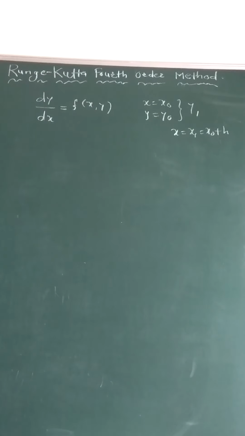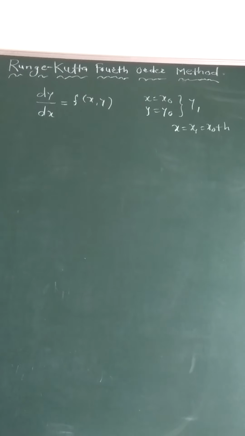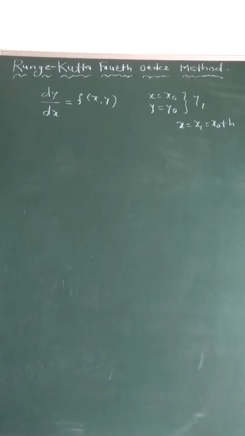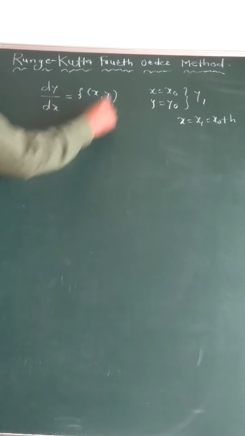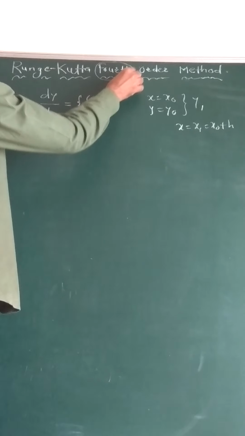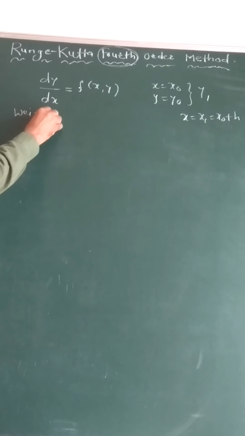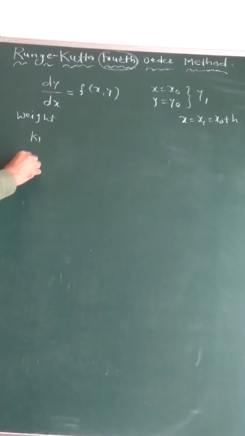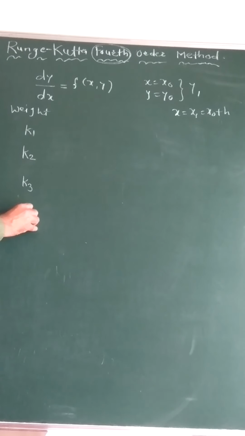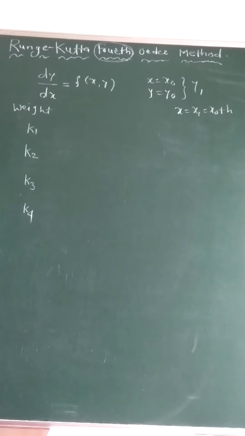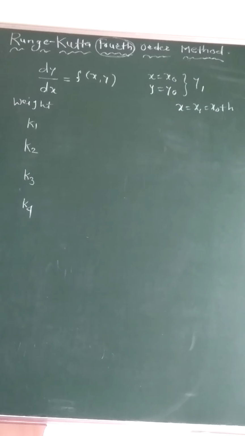This method is the most accurate method to obtain the solution of ordinary differential equation and simultaneous differential equation. Only the difference is that as it is fourth order, therefore there are four weights: k1, then k2, then k3 and then k4. First step is to find out the values of k1, k2, k3 and k4.